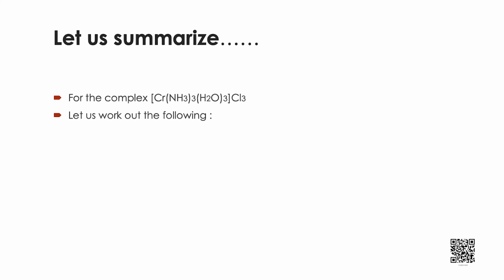Well, let us quickly summarize today's discussion. Coordination compounds find extensive use in our lives and various industries. Coordination compounds involve the formation of a dative or a coordinate bond between the metal atom or ion and the ligand. For the given complex, let us work out the following. The central atom. Can you tell what is the central atom here? Yes, the chromium atom or ion.